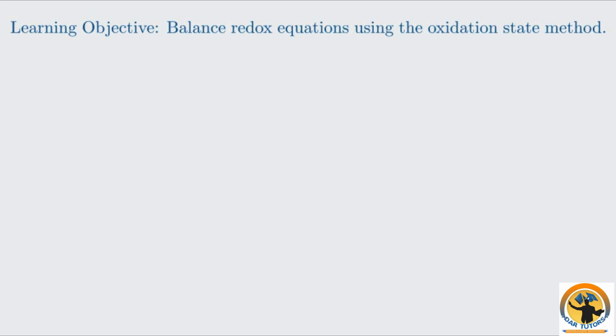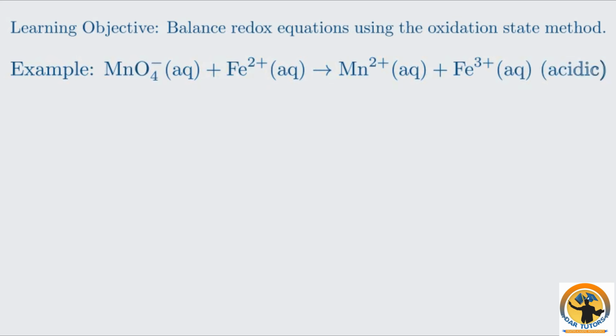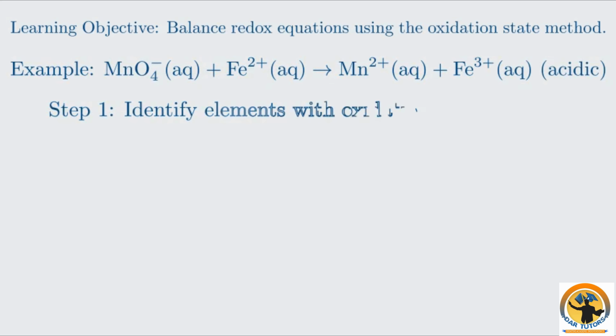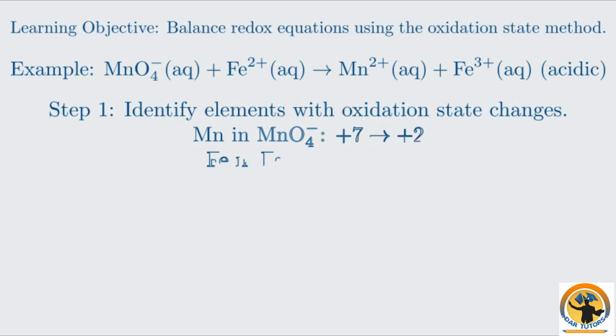Let's use the example from the IB chemistry textbook. The reaction between acidified manganate(VII) ions and iron(II) sulfate. We need to identify what gets oxidized and what gets reduced. Step 1 is to identify the elements that change oxidation state. Here, manganese in MnO4- goes from +7 to +2, and iron in Fe2+ goes from +2 to +3.